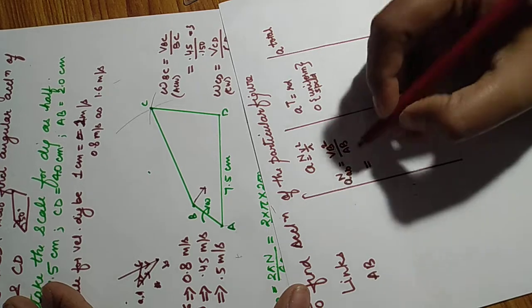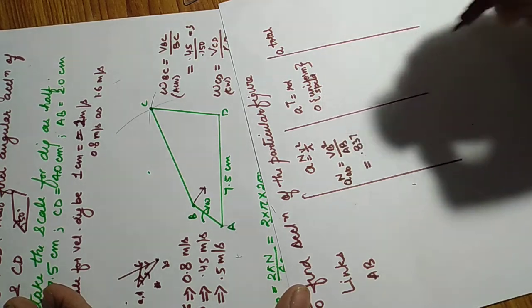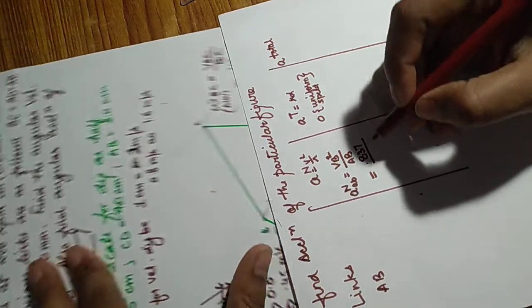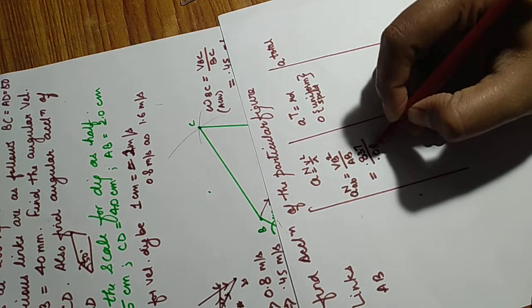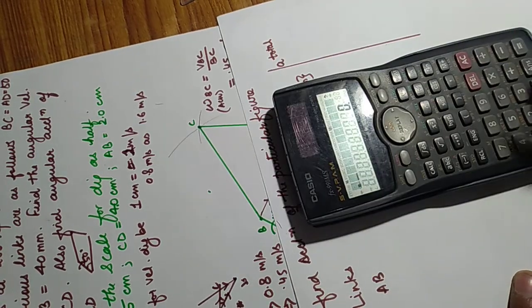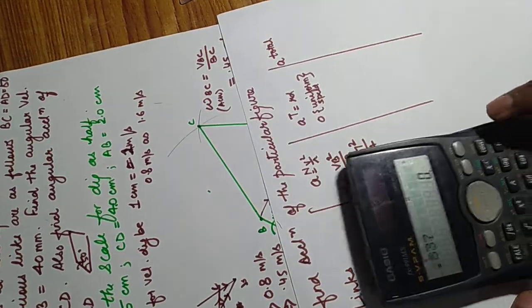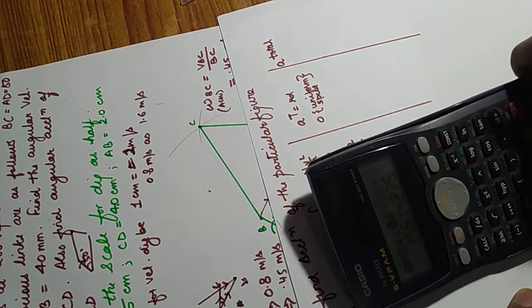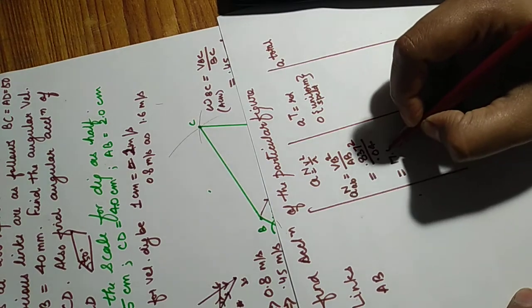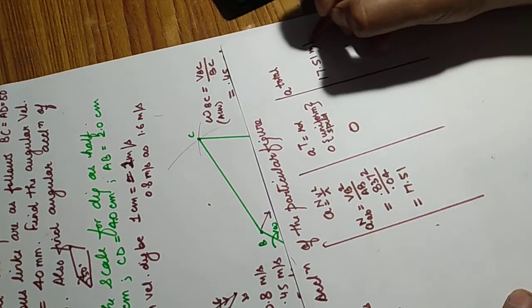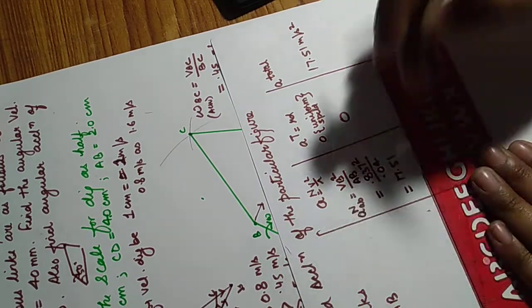So the value will be given as, let me find it out for you. V is 0.837 and r was given as AB, 40 mm, so it will be 0.04. Sorry, square. So let me find it out for you people. 0.837 square divided by 0.04, which is 17.51. So it is 17.51 and the tangential is 0. Then total acceleration is 17.51 meter per second square. Finished. We are done with this first component.